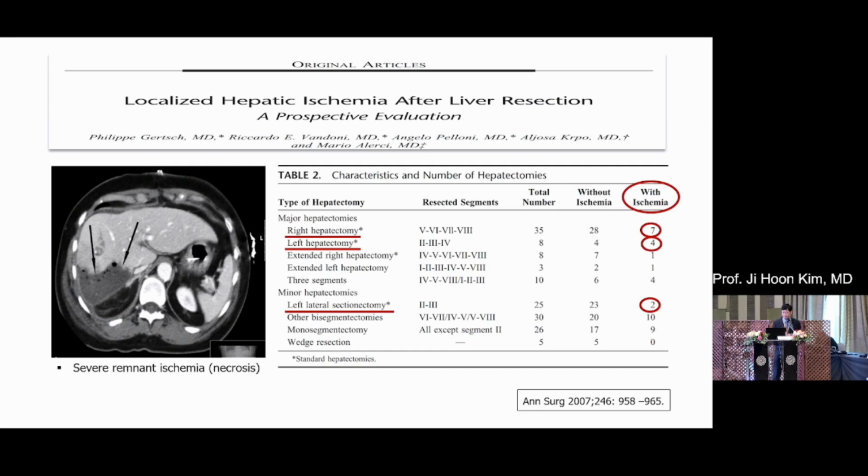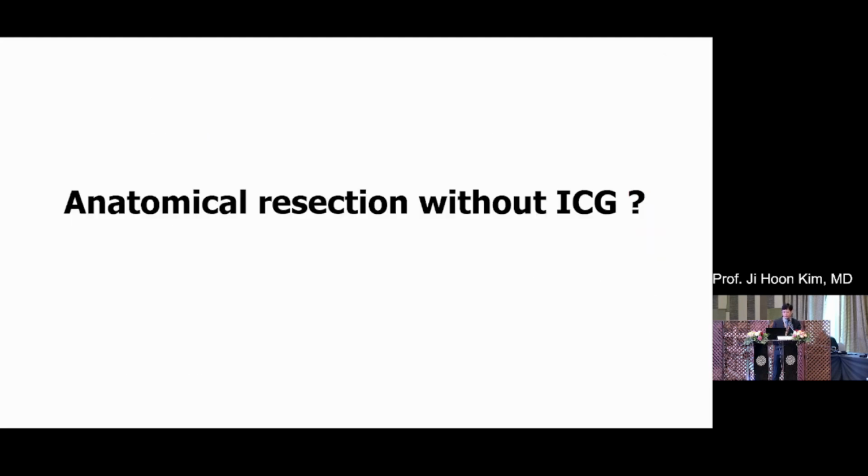In right hepatectomy, around 25% had remnant ischemia. In left hepatectomy, 50% had ischemia. And even in left lateral sectionectomy, 8% had liver ischemia. Why? At that time, without ICG reference imaging, the theoretical accuracy of anatomic liver resection was very low.